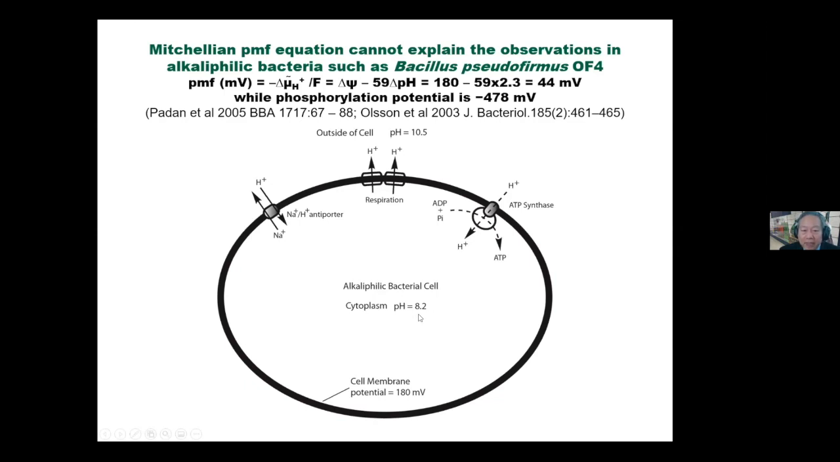8.2. And in bacteria, similar to our mitochondria, which we can talk about later, there are respiration systems in the membrane. This is a bacterial cell membrane, so this is the outside, this is inside the cell. The entire cell pH is 8.2. So it's normal, just like us.